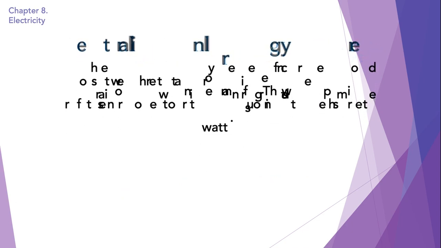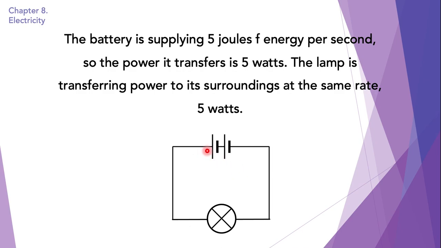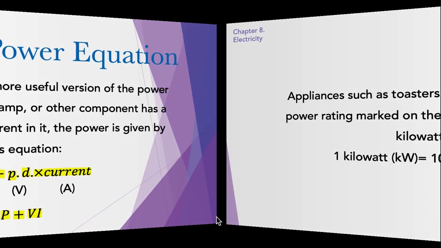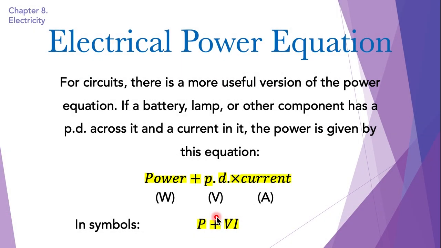So here you can see a circuit. In this circuit, the battery is supplying 5 joules of energy per second. So the power it transfers is 5 watts. The lamp is transferring power to its surroundings at the same rate, 5 watts. So appliances such as toasters, irons and TVs have a power rating marked on them, either in watts or in kilowatts. 1 kilowatt is equal to 1000 watts. For circuits, there is a more useful version of the power equation.